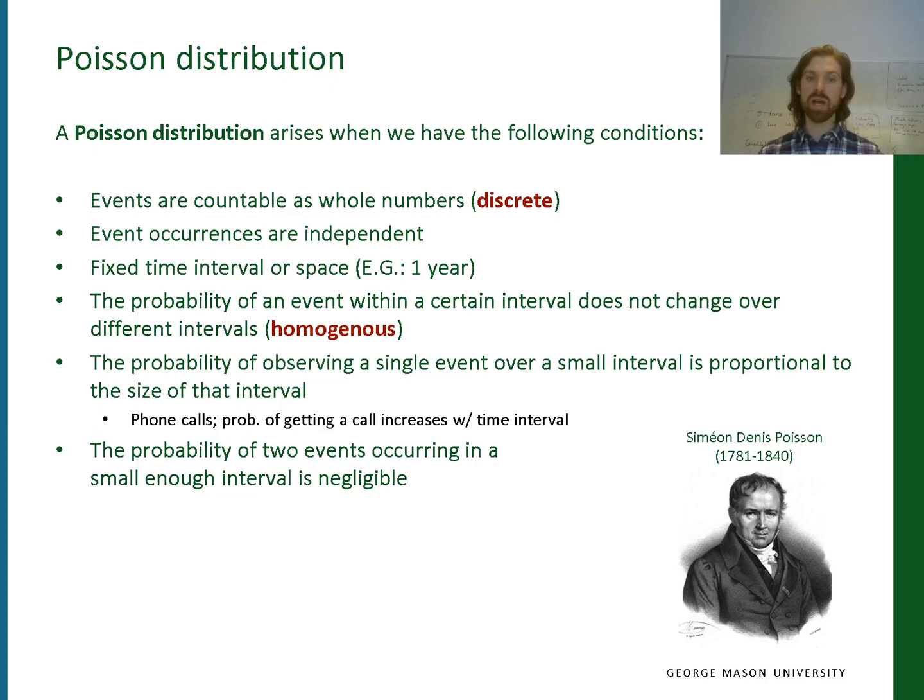We need to have a fixed interval of time or space. The probability of an event occurring within a certain time interval doesn't change. So if we're considering a 10-year period, the probability that the event occurs in each year stays static throughout the whole assessment period. And the probability of observing a single event over a small interval is proportional to the size of that interval. So if I have a probability of getting a phone call in the next hour, and I then extend the time period to 1 day, the probability will be relative to the number of hours within a day, and that stays constant. And then finally, the probability of 2 events occurring in a small enough interval is negligible.